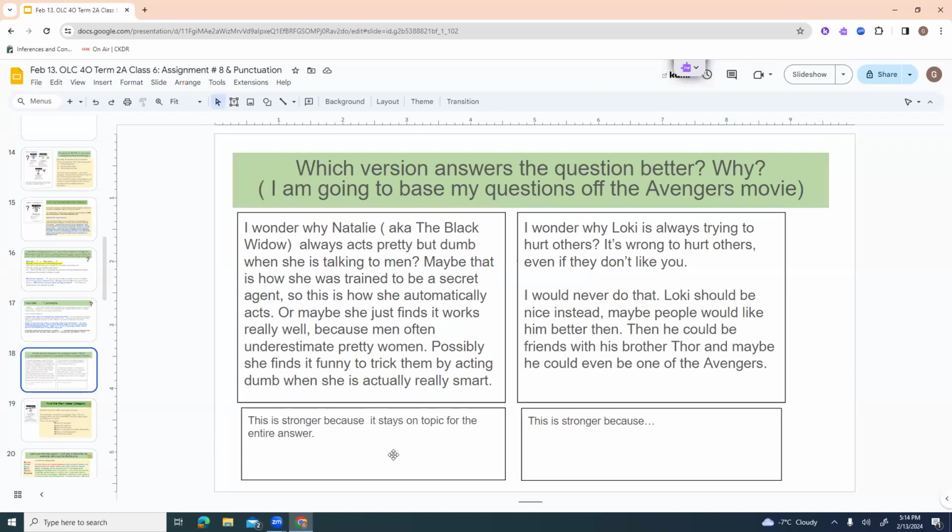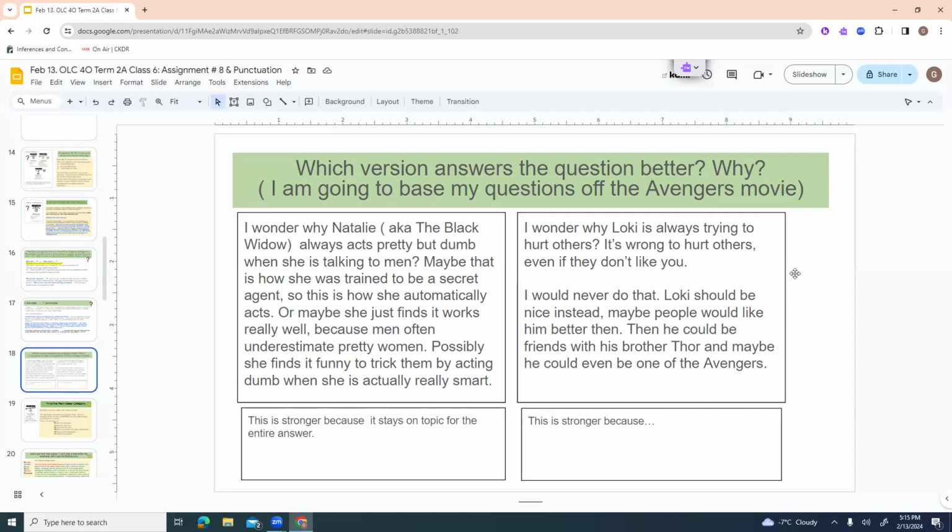Okay, so here is an example of two different versions where I'm doing an I wonder. And which version do you think answers the question better? I'm going to base my questions off the Avengers movie. I don't want to give everything away by using our novel. So I wonder why Natalie, aka the Black Widow, always acts pretty but dumb when she is talking to men. Maybe that is how she was trained to be a secret agent. So this is how she automatically acts. Or maybe she just finds it works really well because men often underestimate pretty women. Possibly she finds it funny to trick them by acting dumb when she is actually really smart. So that's my one answer.